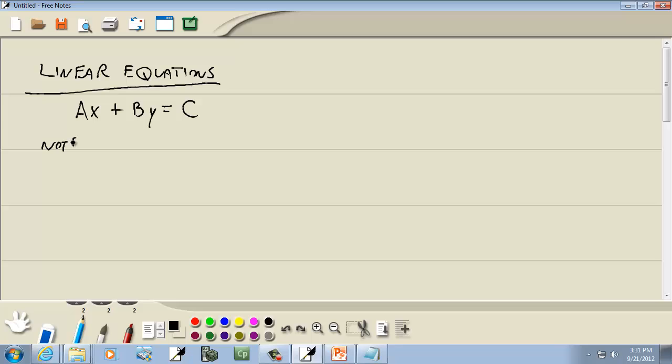Let me write that down. x and y are to the first power, and no variables in the denominator.